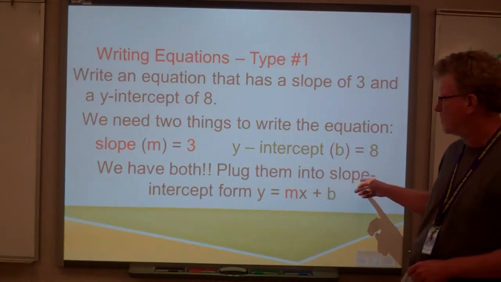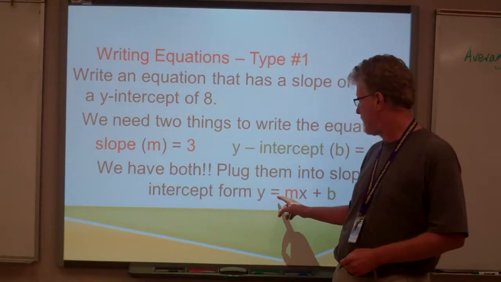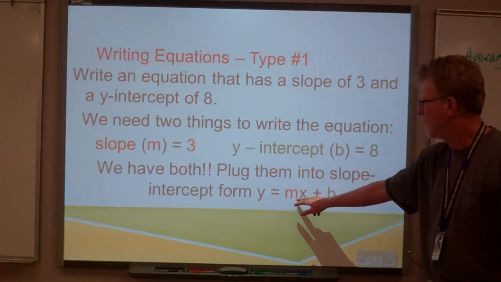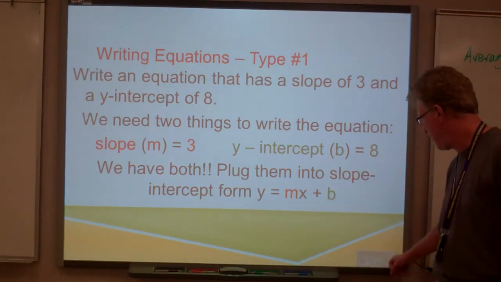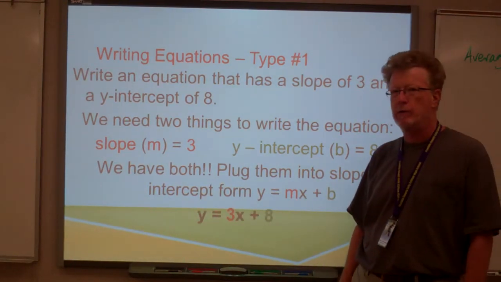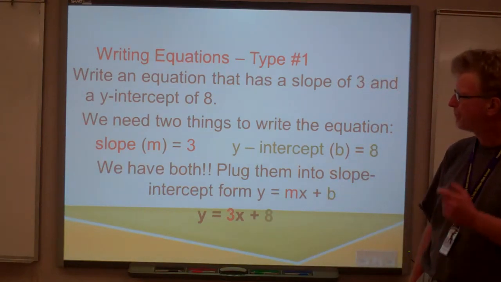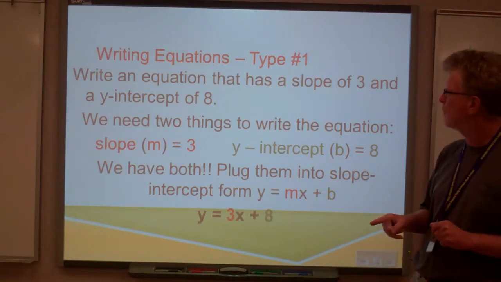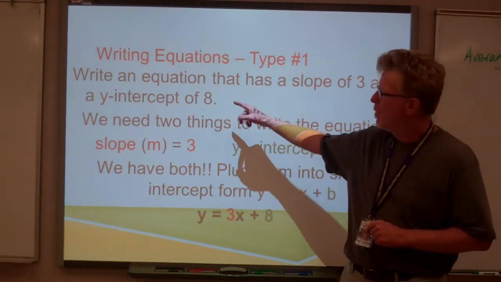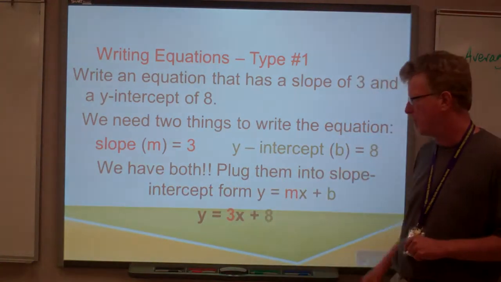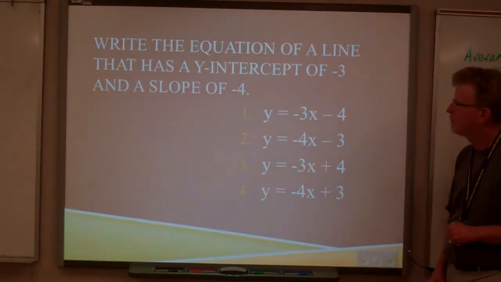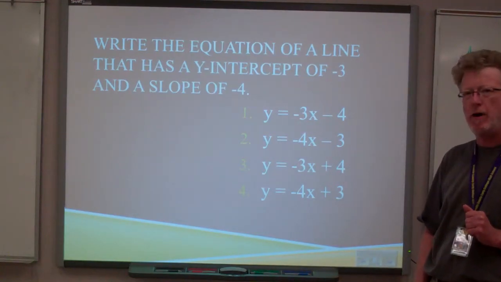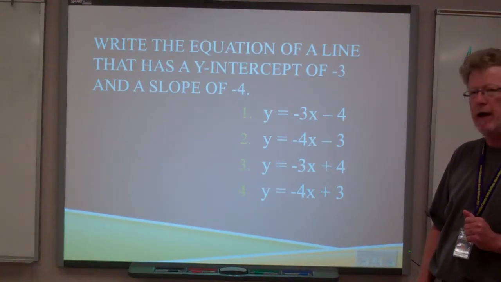So we're going to plug them into the slope-intercept form, y equals mx plus b. So we'll pull the 3 for the m, and we'll pull the 8 for the b, and we end up with y equals 3x plus 8. This is the easiest type of problem you're going to encounter. You just have to recognize what is the slope, what is the y-intercept, and plug them into the correct location. Try this one out. Pause the video, give it a try, and good luck.